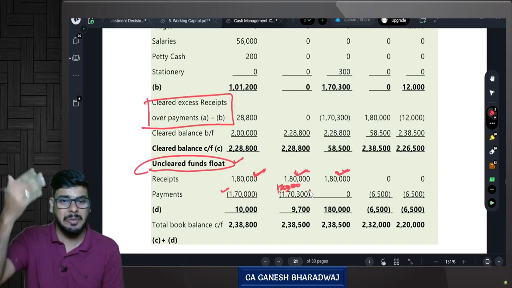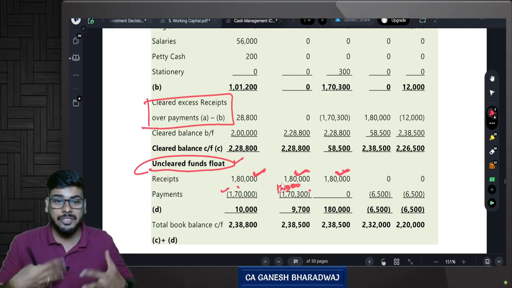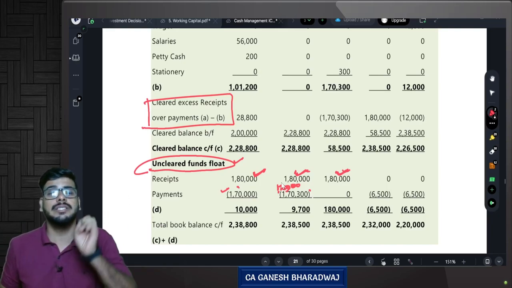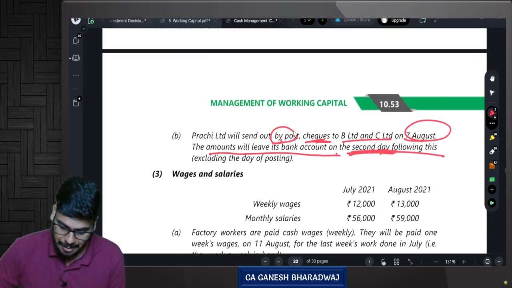This 300, we will come to it. Maybe some other payment is there that needs to be added. Are you clear with this? So this 1,70,000 remains uncleared for the 2 days since the check got issued. Next. What is the next thing that they have mentioned?